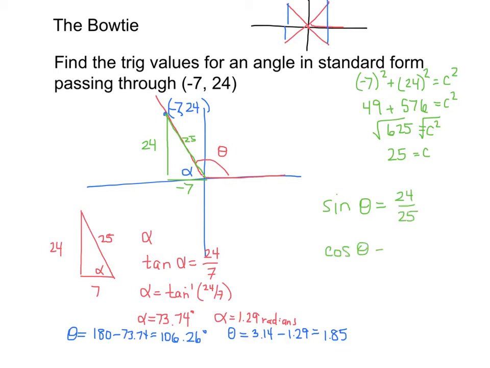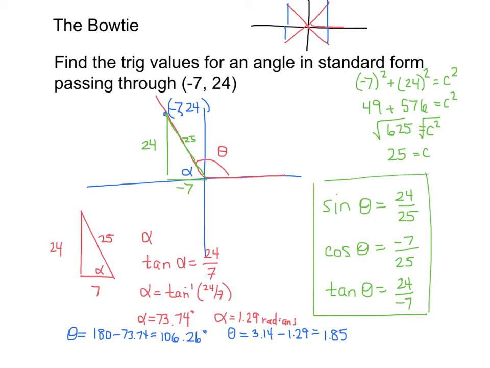Cosine is adjacent over hypotenuse, so that is negative 7 over 25. And tangent is opposite over adjacent, so that, which we already used, is 24. But this time we're going to use the negative 7 because we're dealing with theta. And these are the different trig functions for theta. And then down here I have the values of theta in both degrees and in radians.